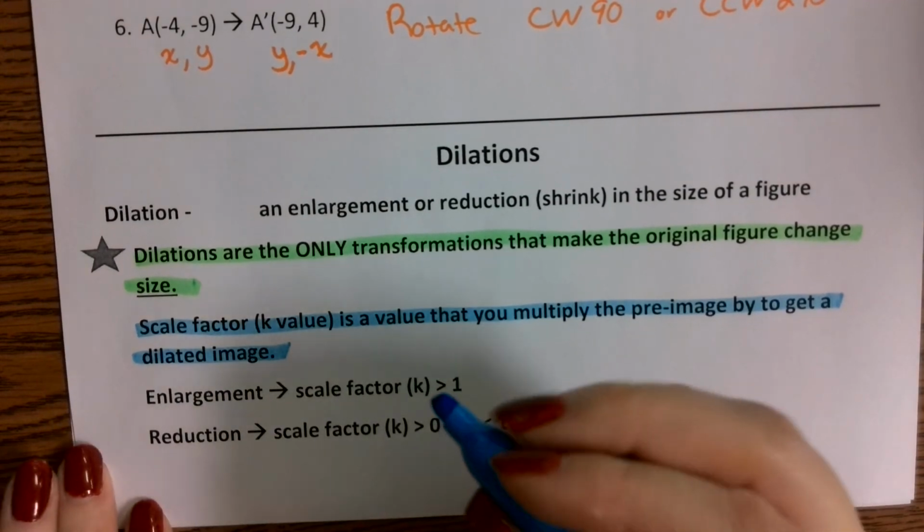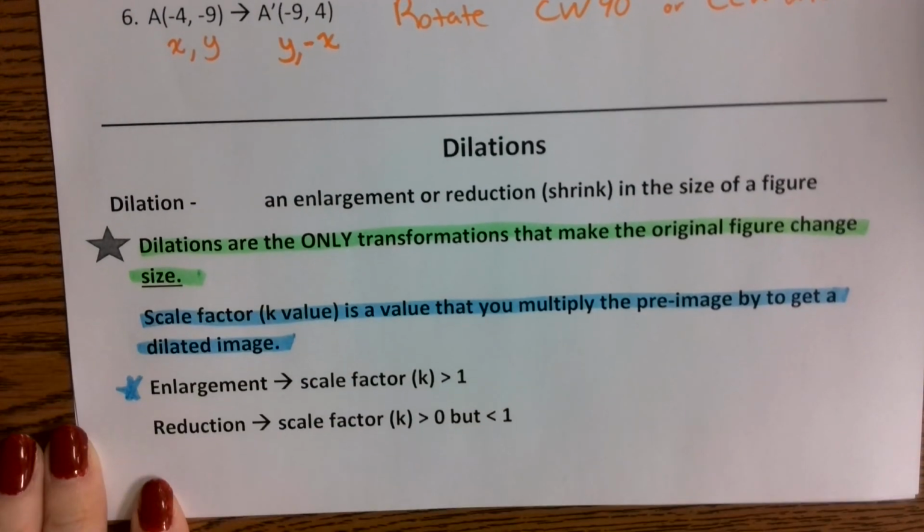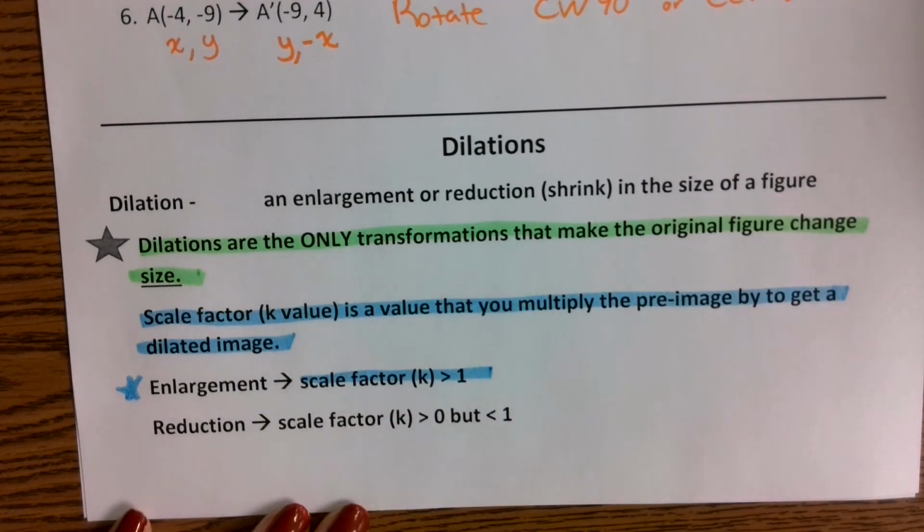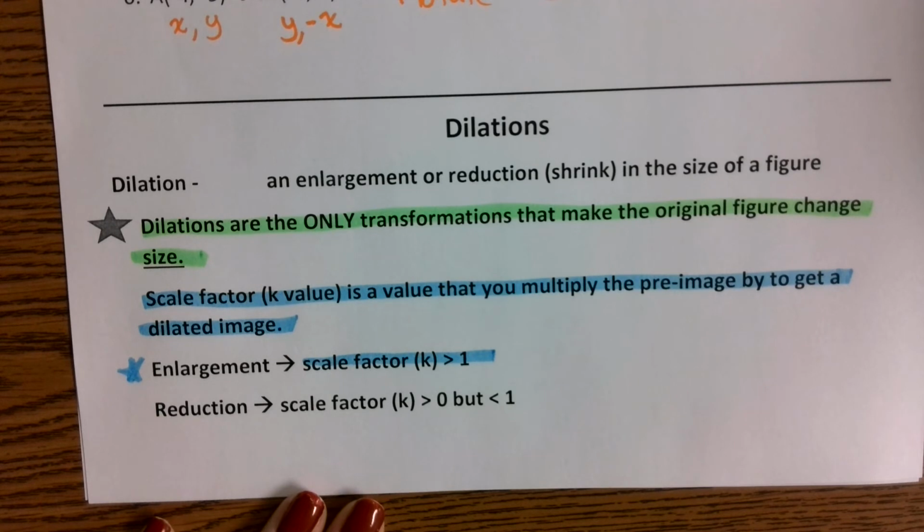Now, an enlargement means that your scale factor is going to be greater than 1. Because obviously if we multiply by 1, is it going to change anything? No. If we multiply by 1, it keeps everything the same. But if we multiply by a value greater than 1, it increases the size. Even if it's like 1.000000001, that is going to have an effect on your original value. Very, very minuscule, but still an effect.